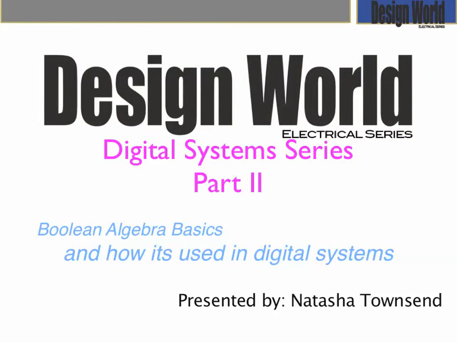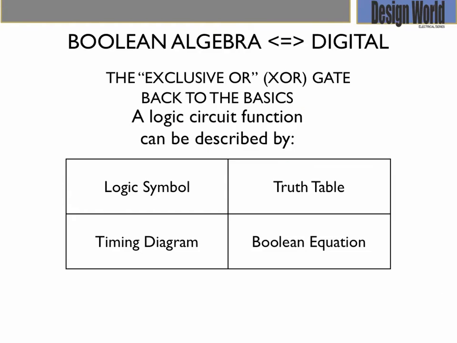Digital System Series Part 2, Boolean Algebra Basics and How It's Used in Digital Systems. In the previous series, Part 1, the topic of the presentation was to give you the basis of Boolean algebra and the main gates used in digital systems. In this presentation, the XOR gate is being introduced. This topic will include the logic symbol, timing diagram, Boolean equation, and Karnaugh mapping or K-map.